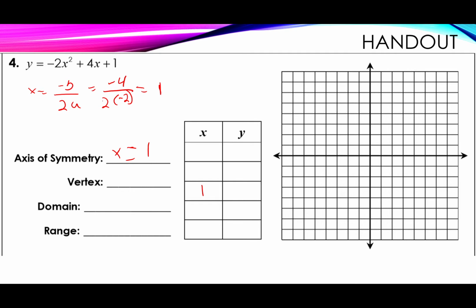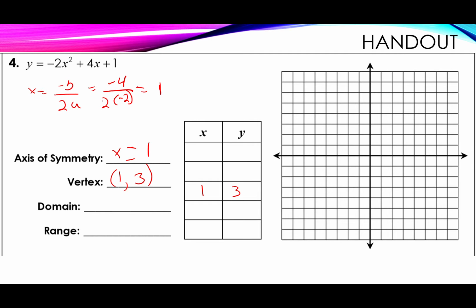And let's go use our calculator. So -2x squared plus 4x plus 1. Go to the second table. And I'm going to look, where is x equals 1? Okay, and it's right there. It's 3. Y is 3. So that's my vertex, 1 and 3.